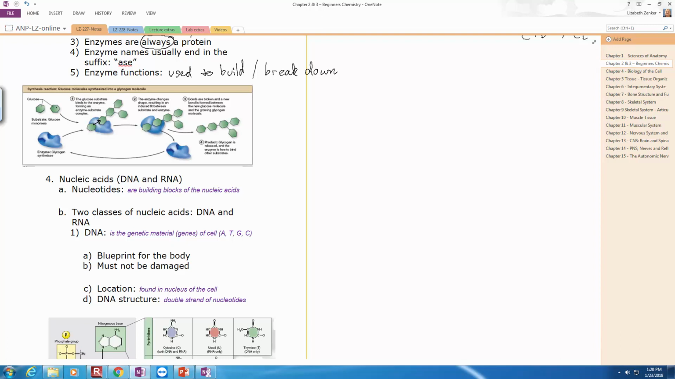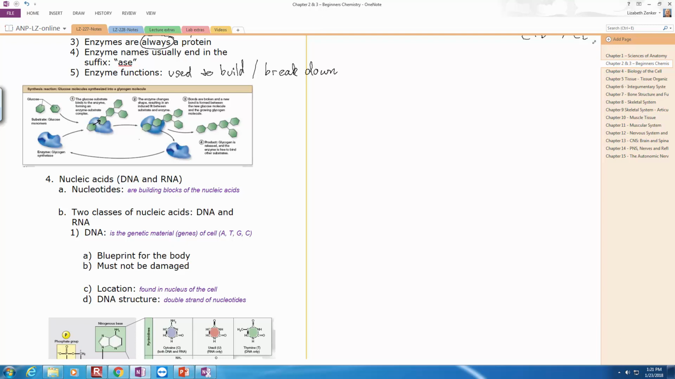I am building a molecule, so I'm probably using it for storage. I'm going to store my glucose for later. If it's a plant, it would be stored as starch. If it's a human, I'm storing it as glycogen. Okay, so I link many glucose molecules together to make glycogen.